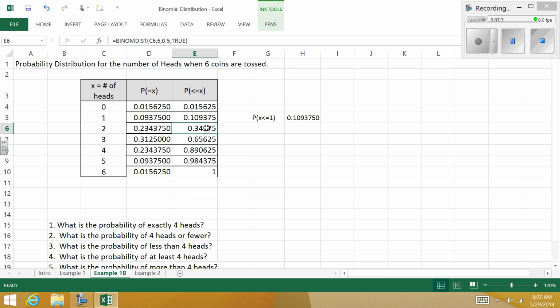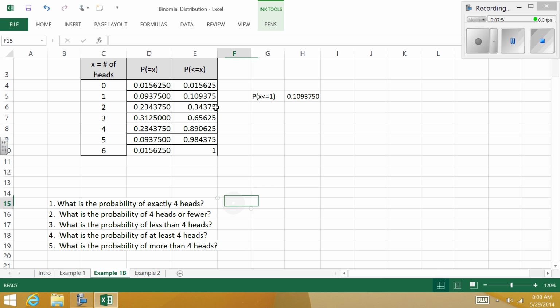So this value here is the sum of these 3 values. This value, 0.65625, is the sum of 0 heads, 1 head, 2 heads, 3 heads. So it's less than or equal to 3 heads. Once we've got this table, we can find a variety of probabilities.